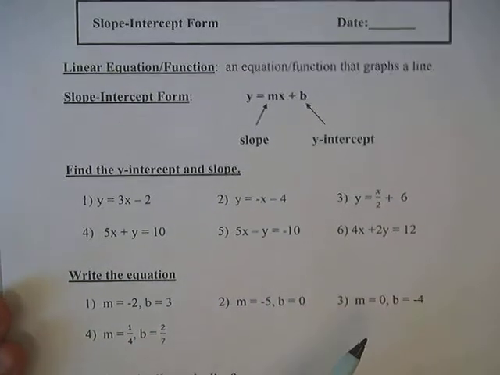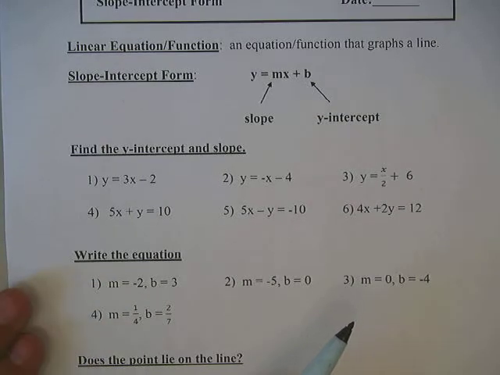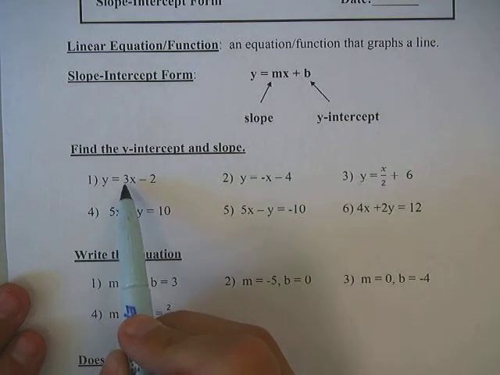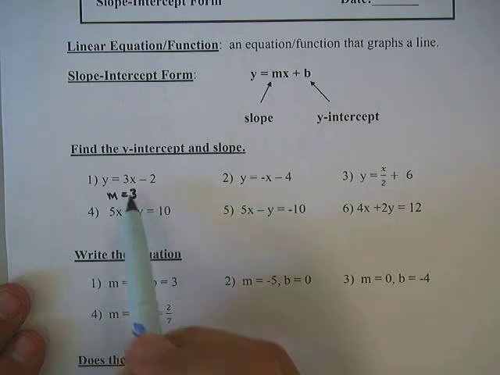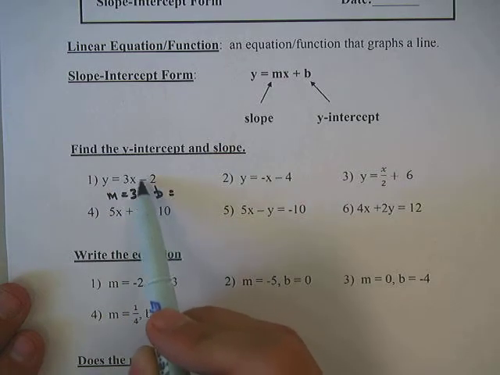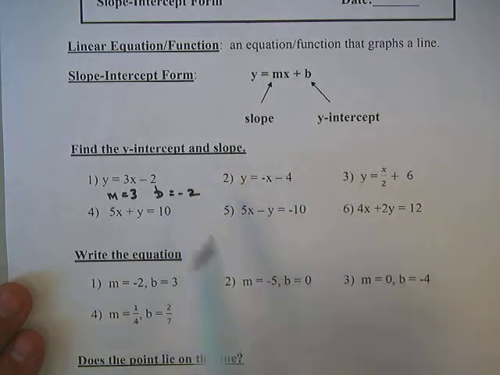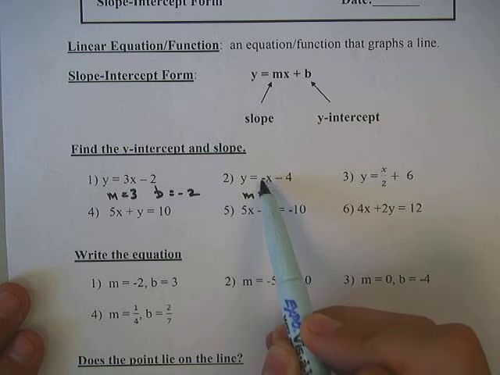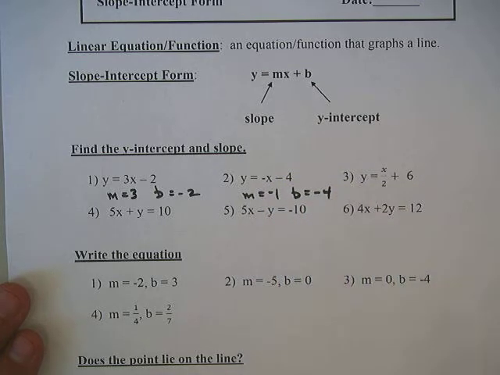So I got a couple equations written here. Let's see if we can find the slope and the y-intercept right away. So let's take a look at this one here. Well, notice the 3 right in front of the x, that would be my slope. So slope is 3. Y-intercept is, now it's minus 2. Notice it's plus b, so y-intercept would be negative 2. This next one, slope would be negative x, so it would be negative 1. And y-intercept would be negative 4.